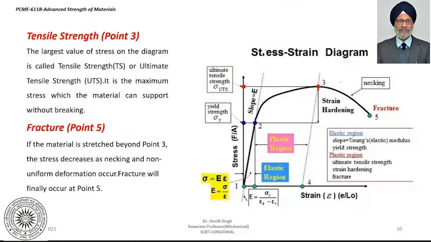So now the tensile strength. Point 3 is the largest value of the stress on the diagram, it is TS, and it is sometimes also called UTS. So it is the maximum strength that the material can take.